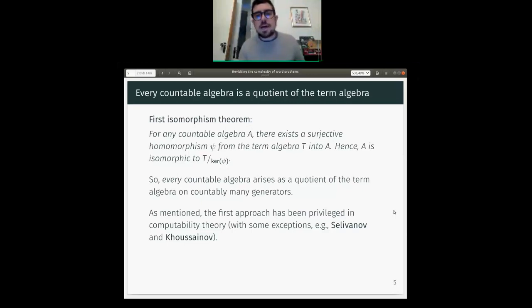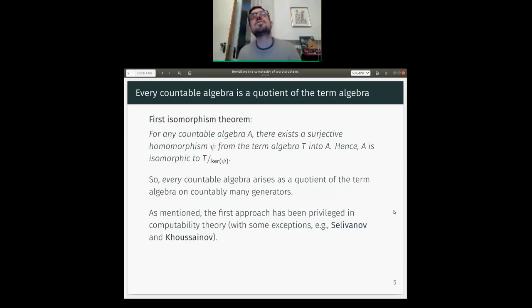Okay. So as I told you, an important point here is that the first approach is kind of the mainstream in computability theory. There are some exceptions. Selivanov worked on what he called positive structures, which basically says, well, an algebra is positively presented if there exists a pre-algebra in which the algebra operations are effective, and then the algebra you're referring to is isomorphic to the quotient of this pre-algebra relative to some c.e. equivalence relation, so something quite close to what we would like to speak about today.